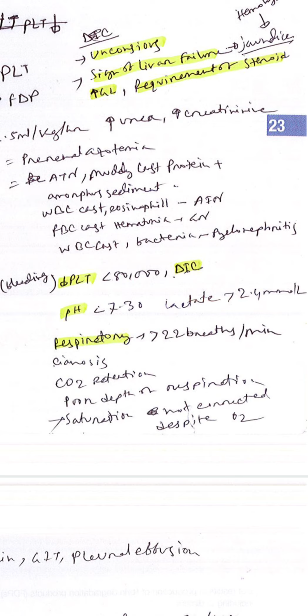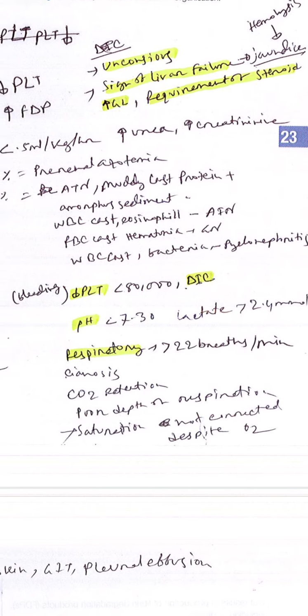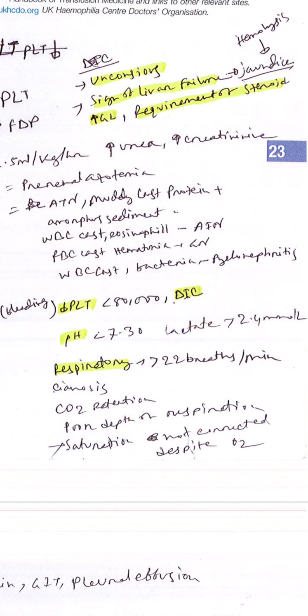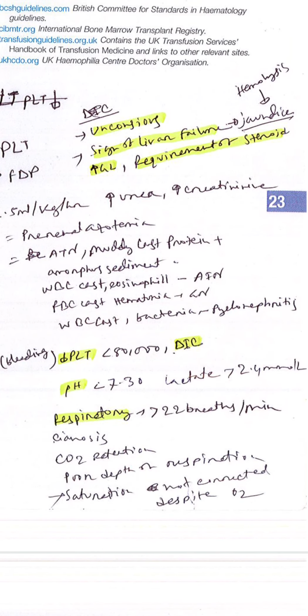Carbon dioxide retention leads to warm periphery, confusion, drowsiness, coma, flapping tremor. These are the features, and carbon dioxide retention is an absolute indication of intubation and ventilation, because there is no way to remove carbon dioxide from the body.